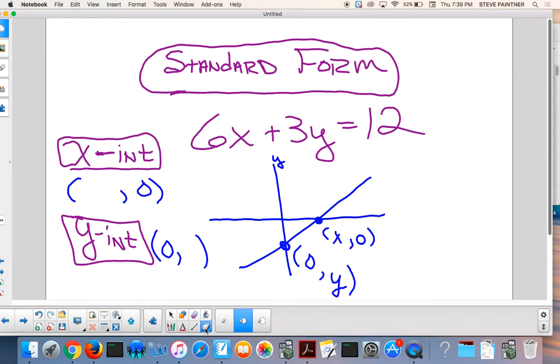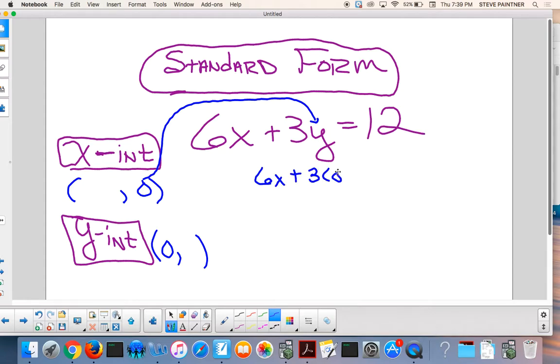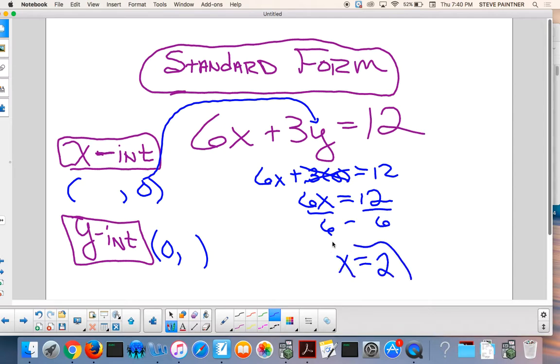Okay, so now let me erase a couple things. Okay, that's gone. Now let's try this. If you're looking for the x-intercept, you put 0 in for y. And this is so nice because when you go 6x plus 3 times 0, this cancels out, and you get 6x equals 12. Divide by 6, x equals 2. Okay. That's how you find the x-intercept. It's going to be 2, 0.